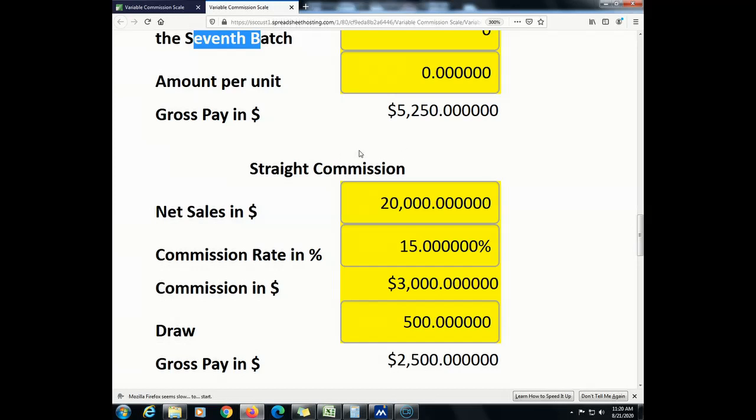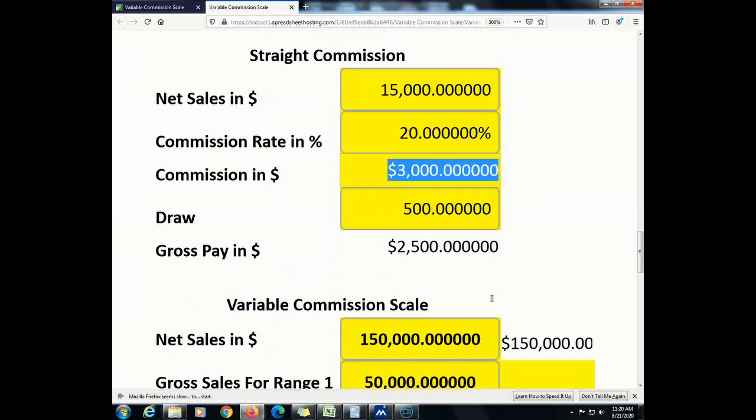Now, let's say you work for a company that manufactures and sells knives. Should you get paid commission as an agent, you will need to use what's called a straight commission method. For this method, you will need to know your net sales, let's say $15,000, and your commission rate, let's say 20%. Based on this rate, your commission comes to about $3,000.